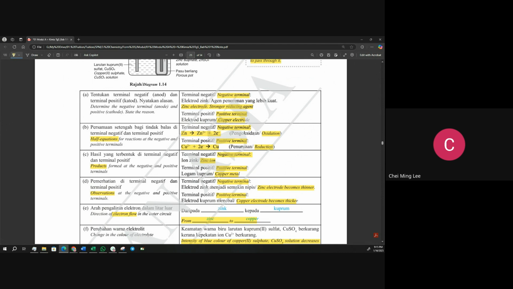So the observation: in the negative terminal, the zinc electrode becomes thinner. In the positive terminal, the copper electrode now gains more copper, correct? So the copper electrode becomes thicker and thicker. The direction of movement is from zinc to copper.